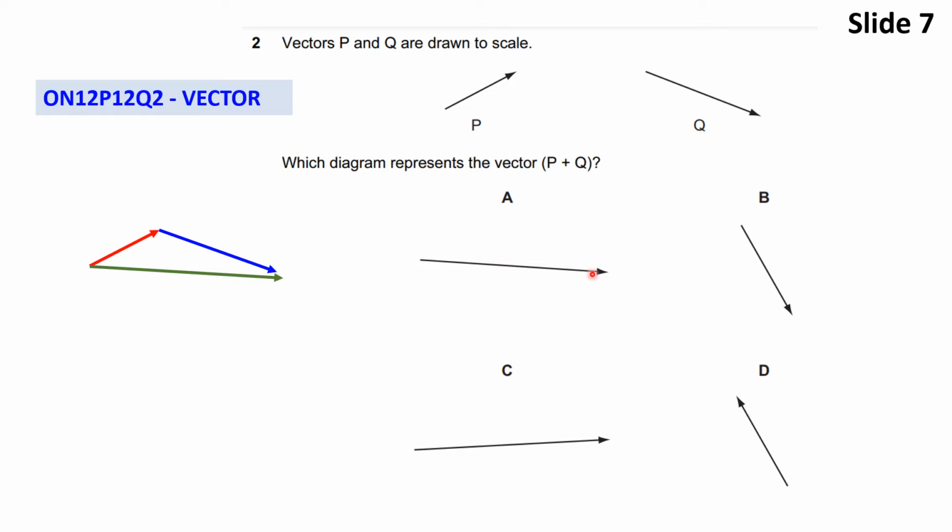Now I'm going to look at the options A, B, C, and D. Each one looks like this. And obviously it is option A.